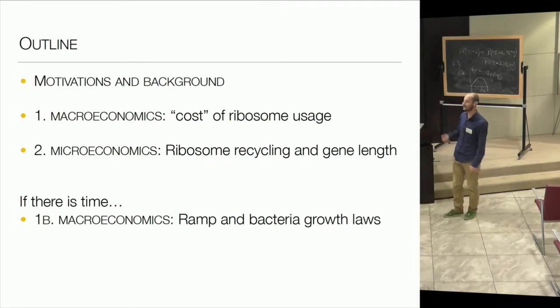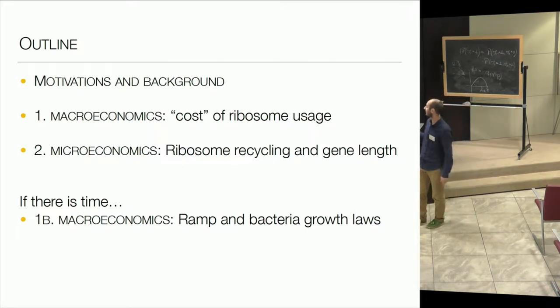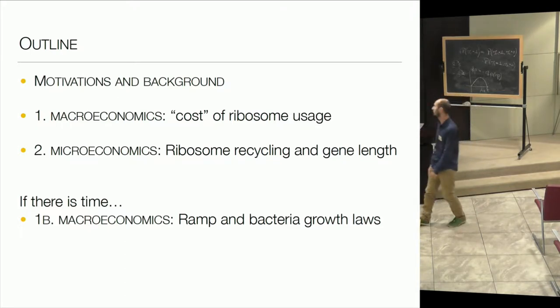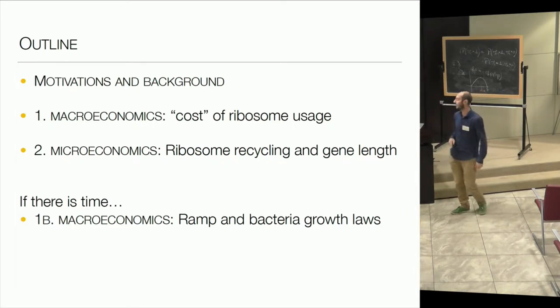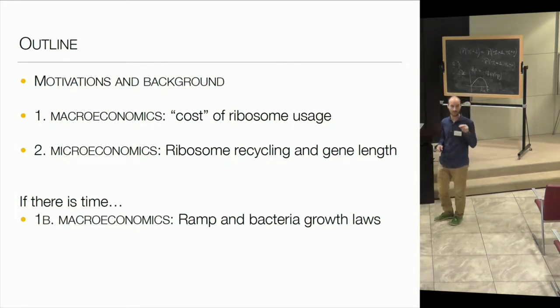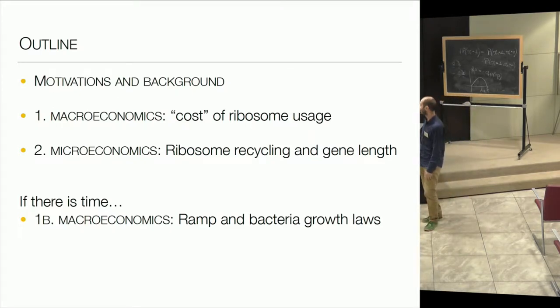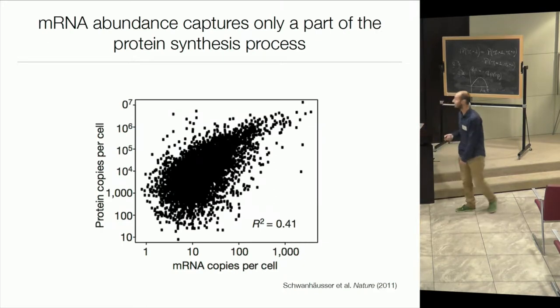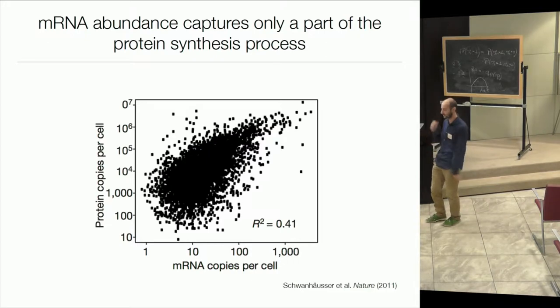This is the outline, so I'm trying to motivate what I'm doing. Then I'll talk about the cost of ribosome usage in general, okay? And then from the point of view of the single messenger RNA, focusing more on ribosome recycling. And well, one feature of the messenger RNA that I think has been overlooked over the years is the gene length of the message. And then, if I have time, but it's pretty late and there might be a strike for the canteen, I might skip this part about the implications of these macroeconomics, the optimization of ribosome usage.